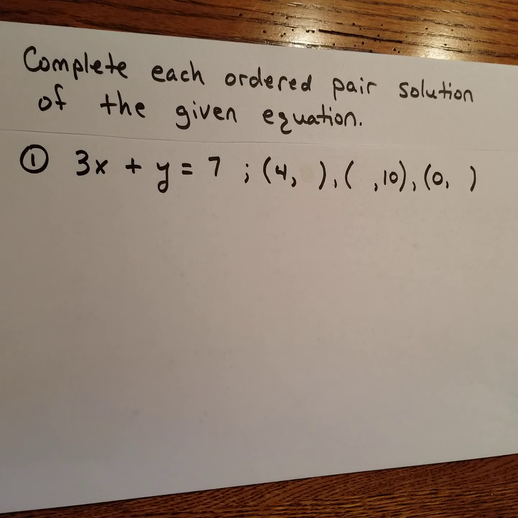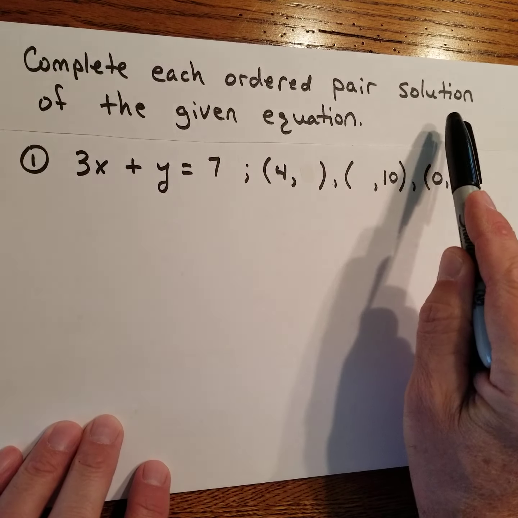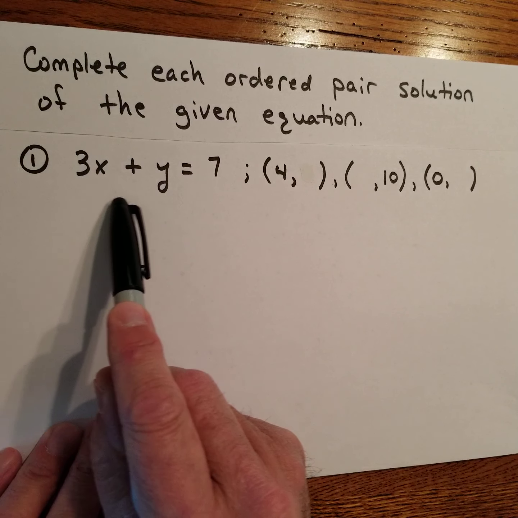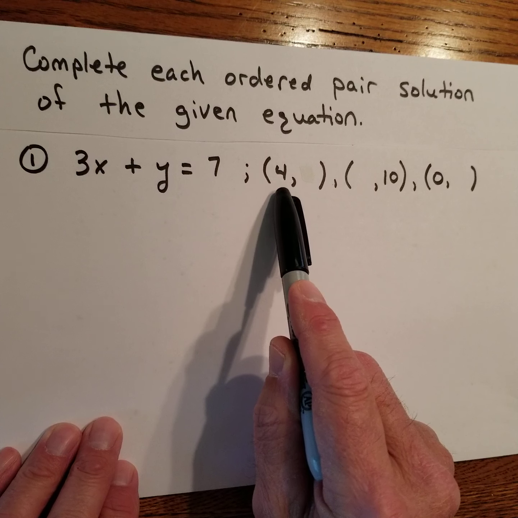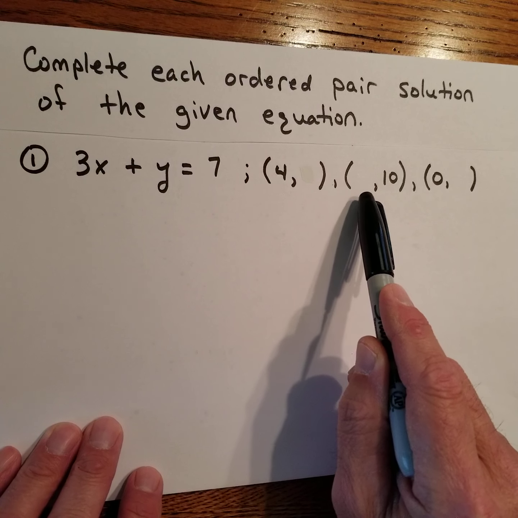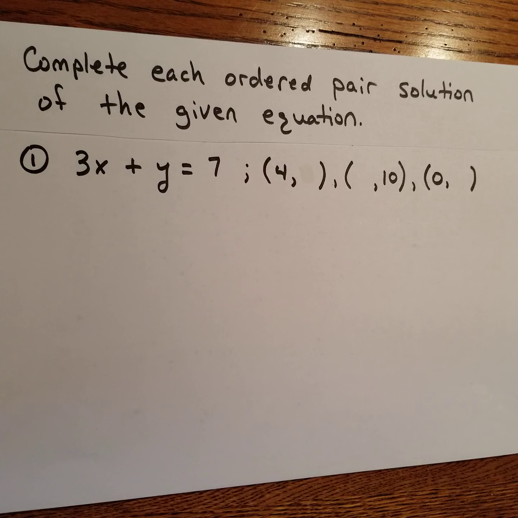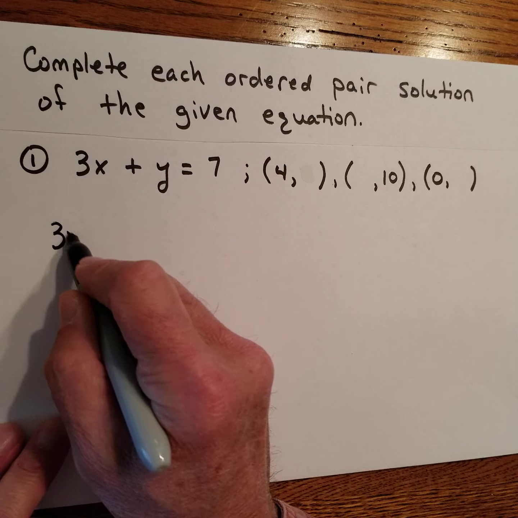Here's what your homework problems will look like. Complete each ordered pair solution of the given equation. Given this linear equation, can you find the Y that goes with that X? Can you find the X that goes with that Y? And so on. Let's set this problem up 3 times.